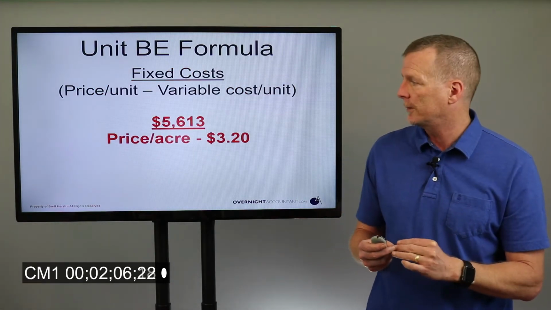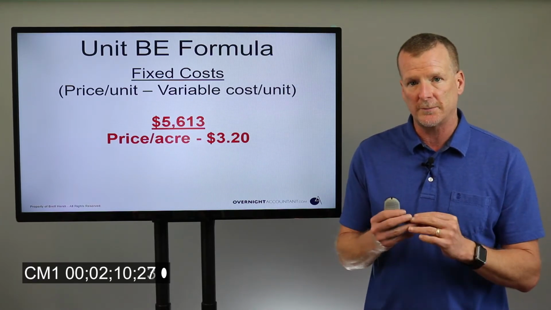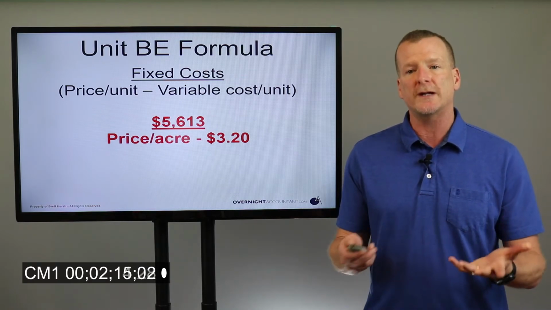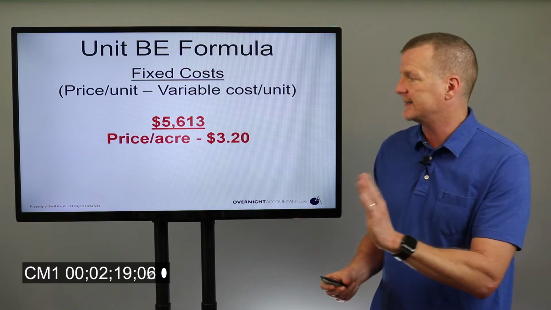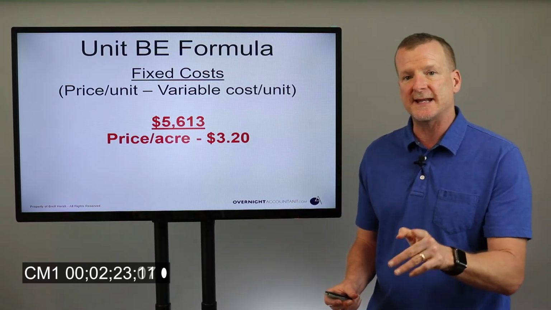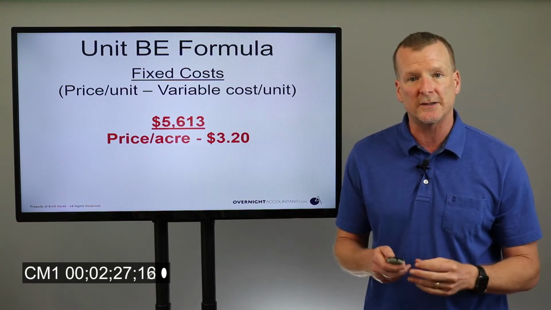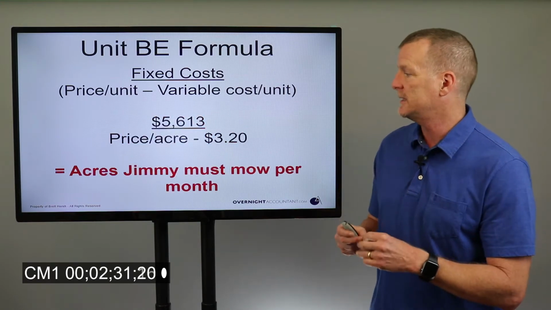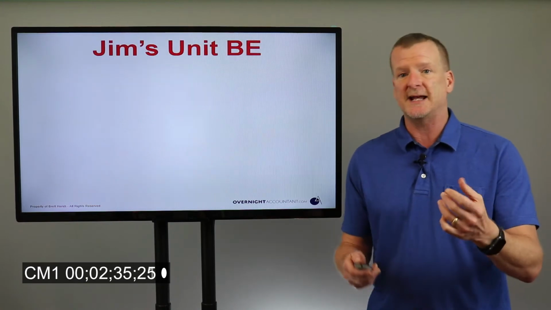So here's Jimmy's formula. $5,613, those are his fixed costs we just went over a moment ago. And then he takes his price per acre and he's going to subtract $3.20 from that. The first step is he takes his price per acre minus $3.20, and then he divides that into the $5,613 to determine how many acres he needs to mow to pay his personal bills and his business bills. So that's going to end up being the acres Jimmy must mow per month. Let's see what he's got to do.